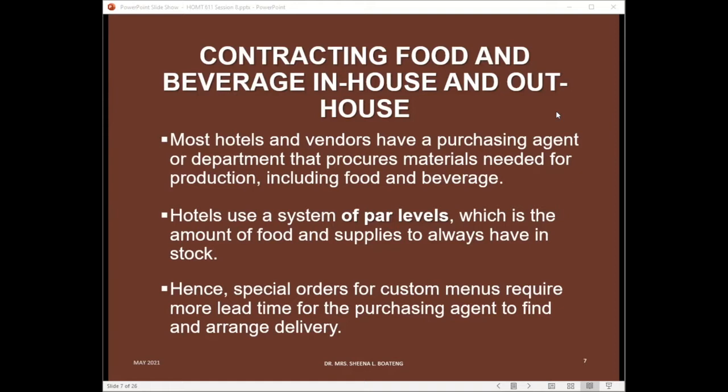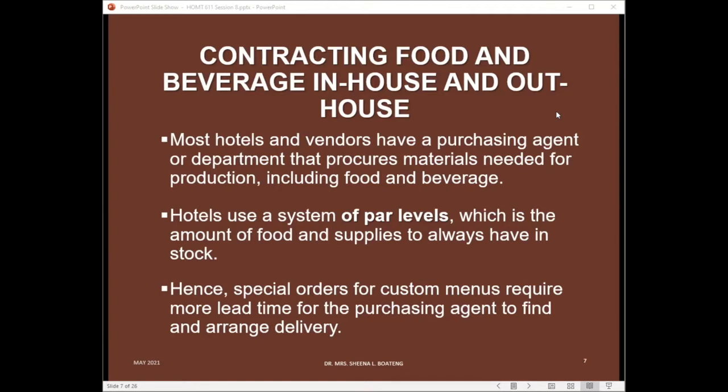Which refers to the fact that they have a certain amount of food and supplies that they always have in stock to be able to ensure that they can meet the catering needs of guests, both in-house and those who are walk-in. So in the event that an event professional approaches the hotel and decides to stage an event on their premises, due to these par levels, the hotel has to plan in advance to be able to accommodate the catering requirements of this particular event that is going to be organized on their premises.